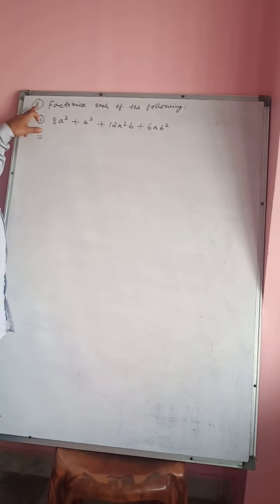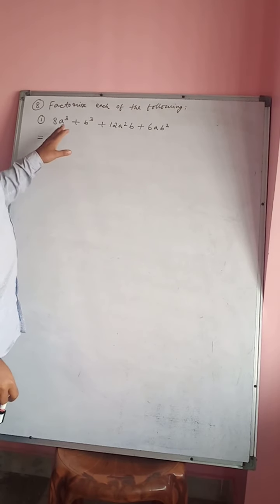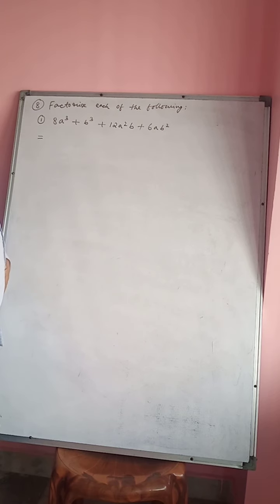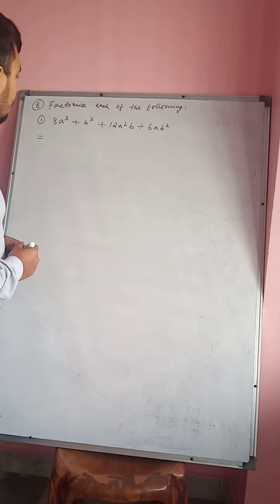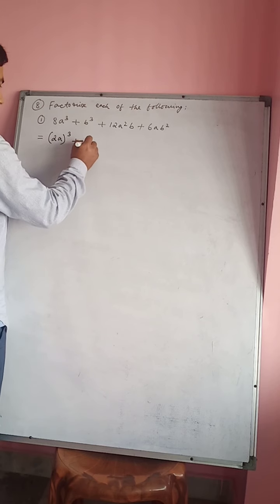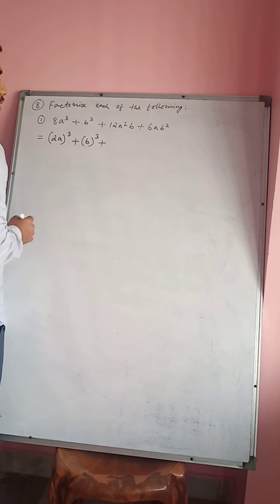So now question number 8, factorize each of the following. So this is given, the expand form of a plus b whole cube. So we have to write what are the factors of this. So now how you will start? This will be 8 means what? 2a whole cube plus b cube plus, what are the identity?